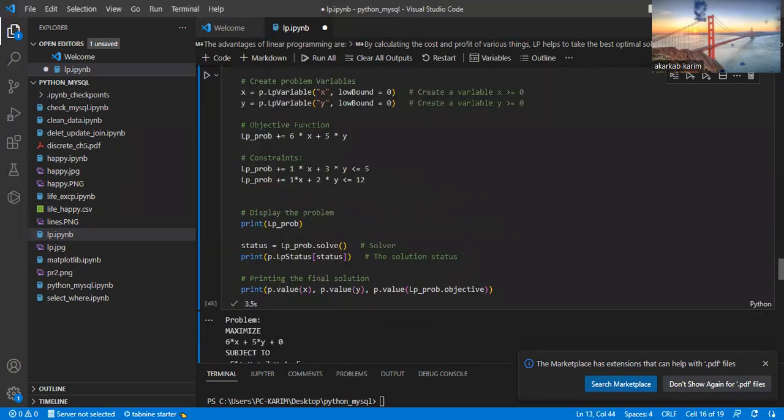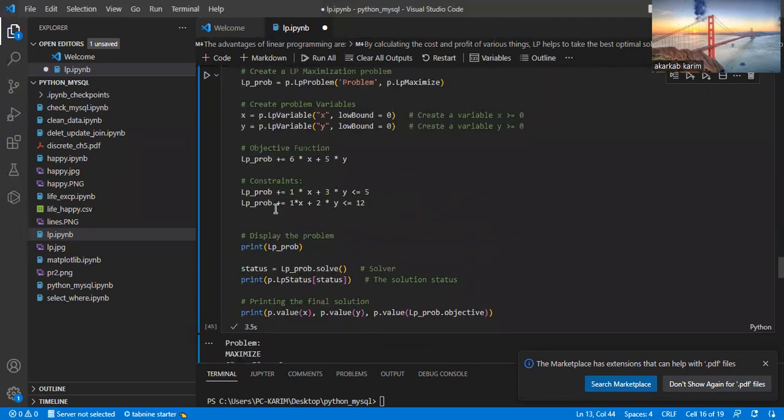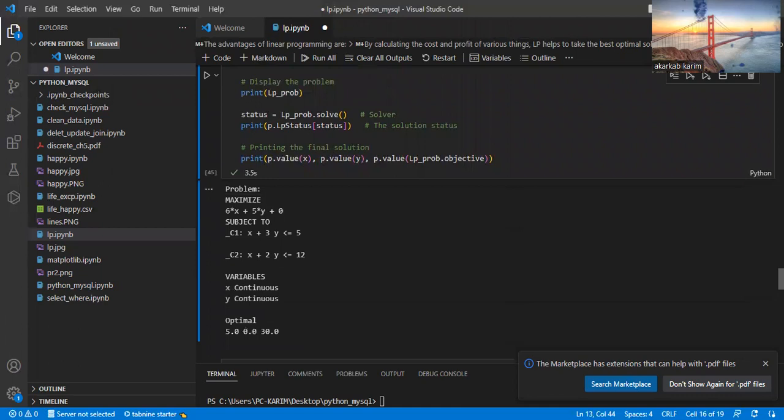Okay, so here we have this second constraint. We have 1 unit of milk and 2 units of chocolate, and this is the limit. That's all we have in the kitchen of the company: 5 units of milk and 12 of chocolate. Then here we apply this solver, and we call also the status and the current values of y and x, the objective function here. So when I run it, I get this result.